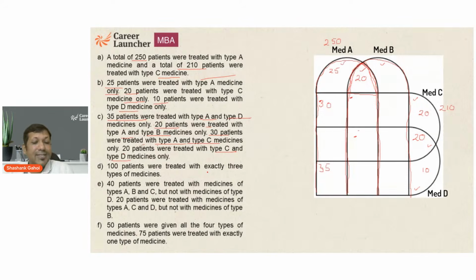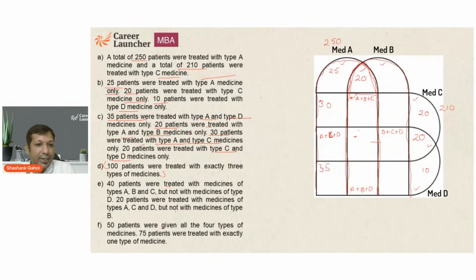Exactly 3 types of medicines means this is A, B, and C. So A plus B plus C. This value comes out to be A plus B plus D. This value comes out to be, sorry, A plus C plus D. And this value comes out to be B plus C plus D. So there are 4 regions that have exactly 3, and the sum of all 4 values is 100. I'm not using this so far because it doesn't have any use for me right now.